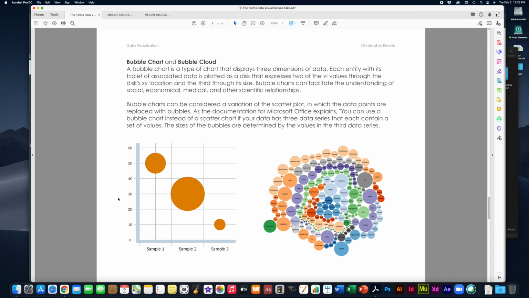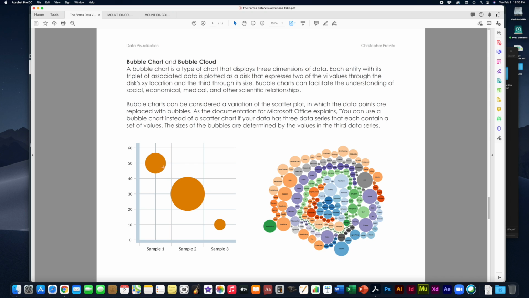Now, bubble charts can be considered a variation of the scatter plot. They do sort of look like scatter plots. However, whereas in scatter plots the circles are all exactly the same size, here the circles are not only placed on the graph for location, but each circle has a different diameter. They're bigger or smaller, which indicates quantity of the item that's being shown inside the chart. So it really covers 3 different ways to do it. So you can use a bubble chart instead of a scatter chart if your data has 3 areas that need to be measured, right? The size of the bubbles are determined by the values of that 3rd set.